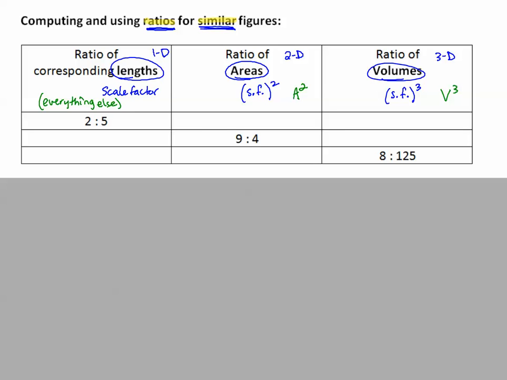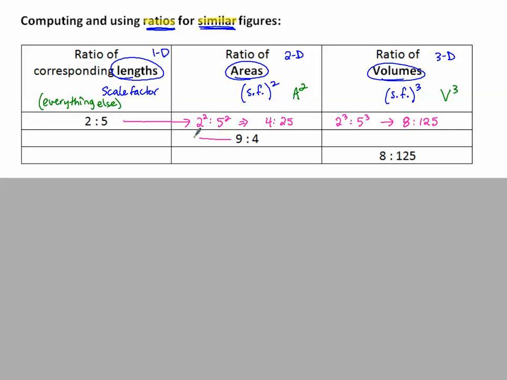So take a look at some examples. 2 to 5 will be the ratio of the corresponding lengths. Going this way, to areas, we have to square those. 2 squared and 5 squared, which makes 4 to 25. That's the ratio of the areas. To get the ratio of the volumes, scale factor cubed. 2 cubed, 5 cubed makes 8 to 125.